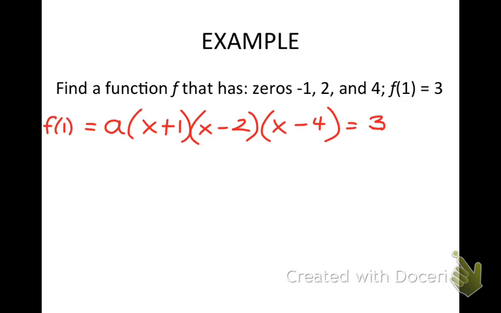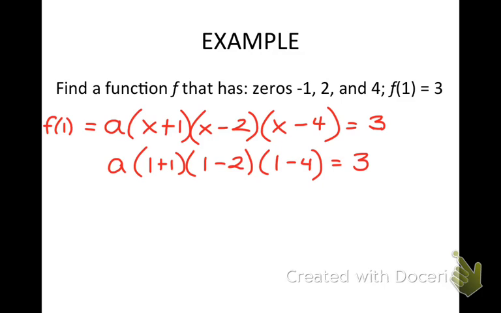So now let's think about this for a second. That 1, does it represent an x or a y value? An x, right? And this then should be your y. So if I were to input a 1 in place of all my x's, these would turn into actual numbers, right? So that's not too bad. So let's do that. I'm going to have a times 1 plus 1, 1 minus 2, 1 minus 4 needs to equal 3. Can we solve that equation for a?